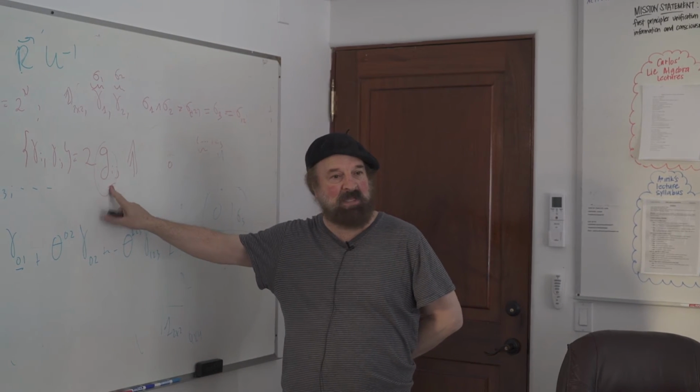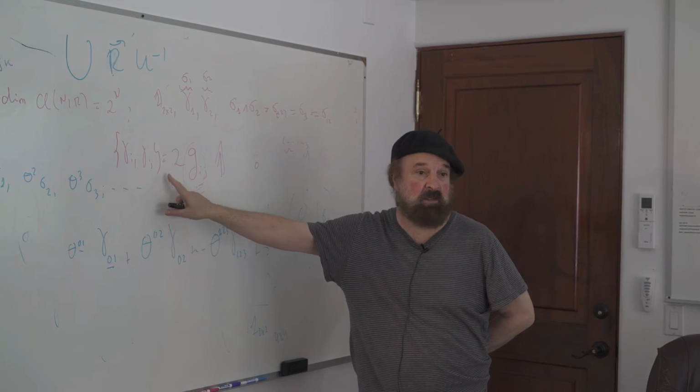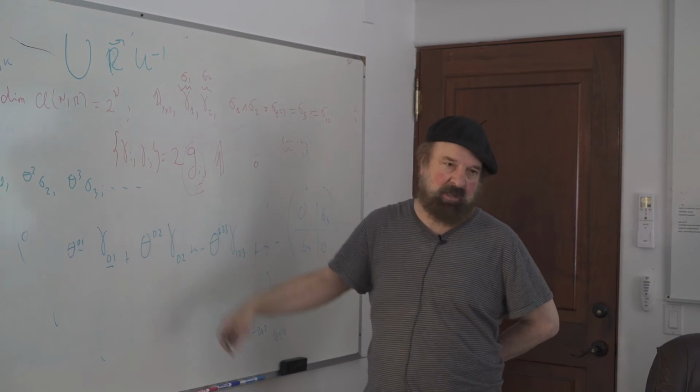This is the metric. Is that a commutator? Anti-commutator. It's the bracket.